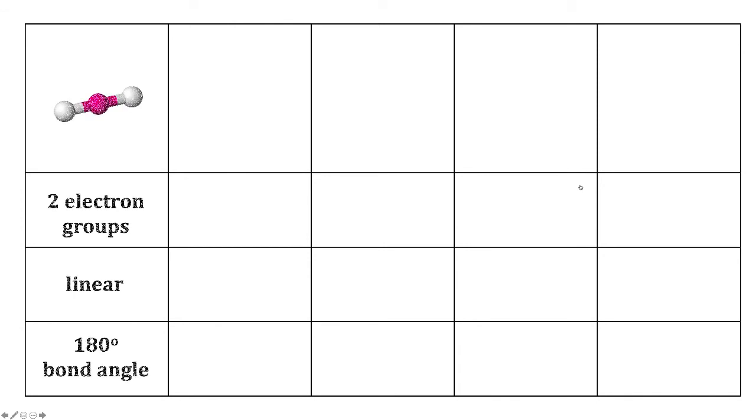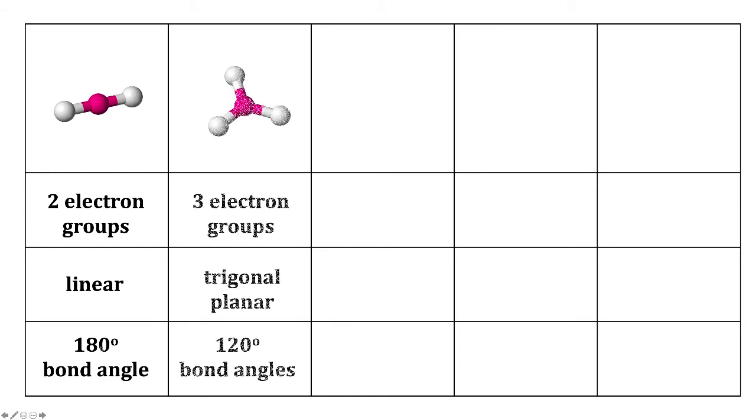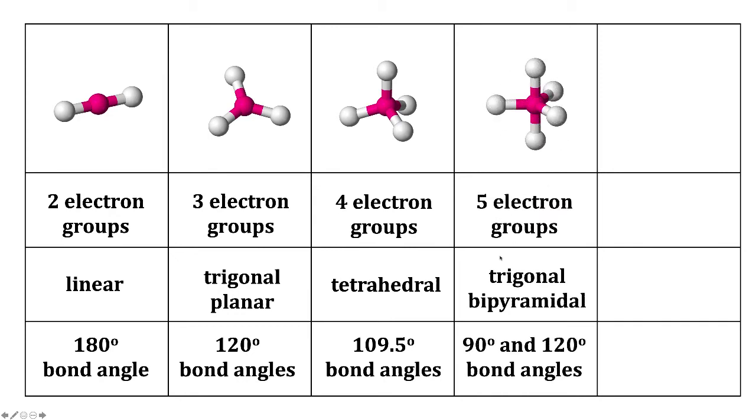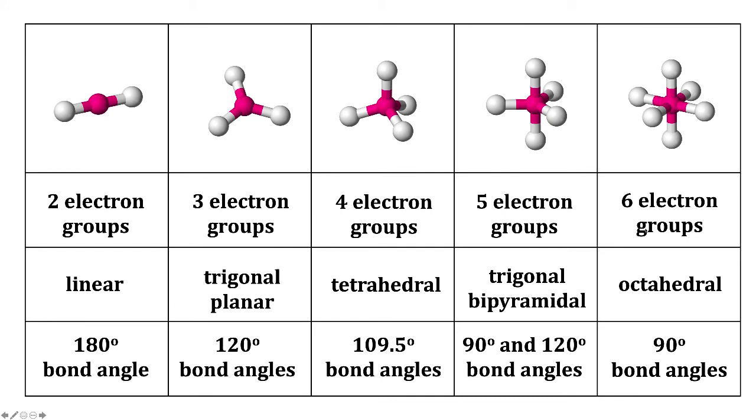So a summary of the shapes that we have seen. 2 electron groups arrange themselves in a linear shape with 180-degree bond angles. 3 electron groups form a trigonal planar shape with 120-degree bond angles. 4 electron groups is what we call tetrahedral with 109.5-degree bond angles. 5 electron groups is a trigonal bipyramidal shape with both 90 and 120-degree bond angles. And 6 electron groups makes an octahedral geometry with 90-degree bond angles.